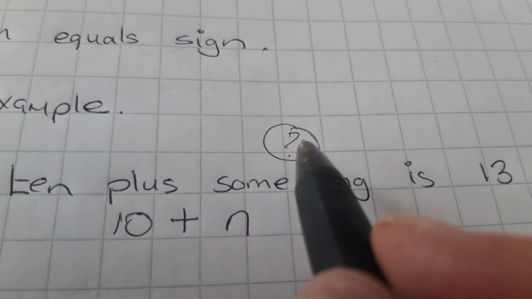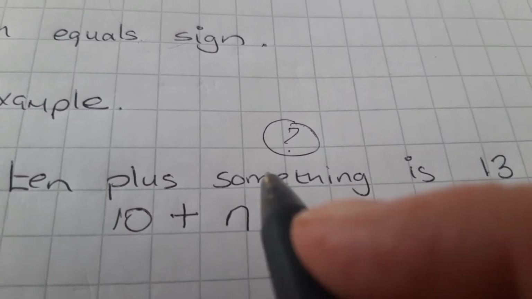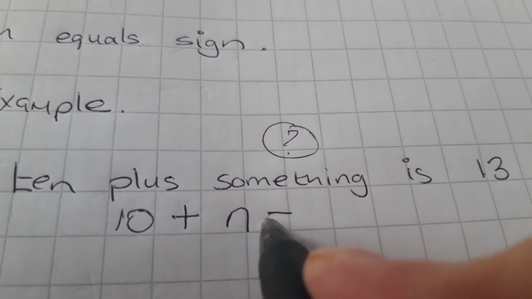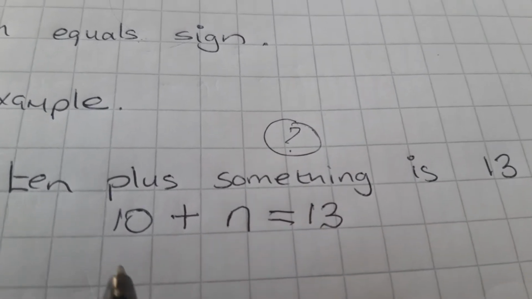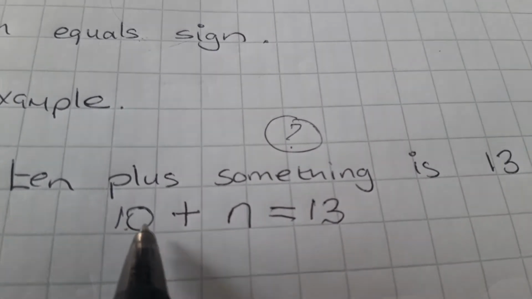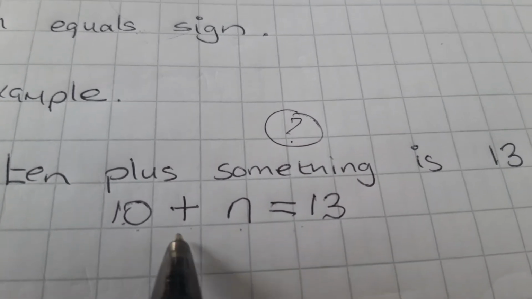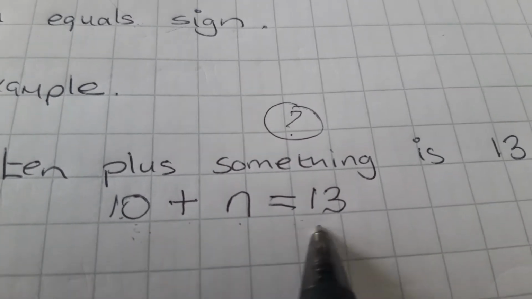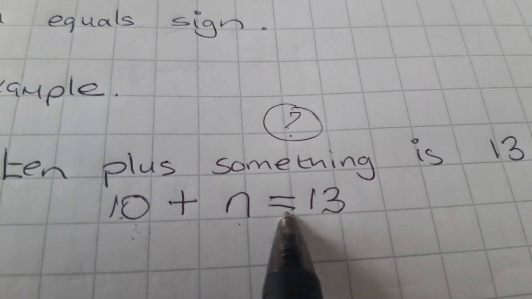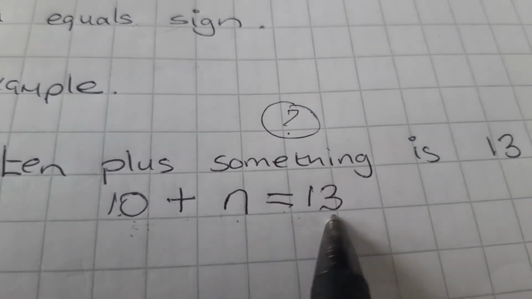So instead of writing a question mark, write a letter of the alphabet, and we're going to use the letter n, is equal to 13. And we have formed an equation. 10 plus this something that we're trying to find is 13. We're not solving them just yet. We are just writing an equation. It has an equal sign, it has a letter and a couple of numbers and a plus sign. That is an equation.